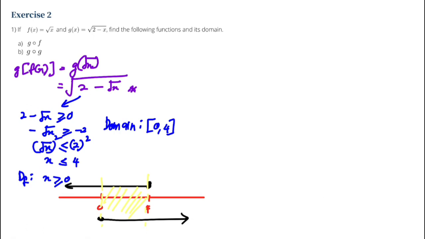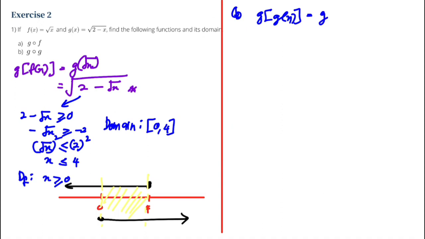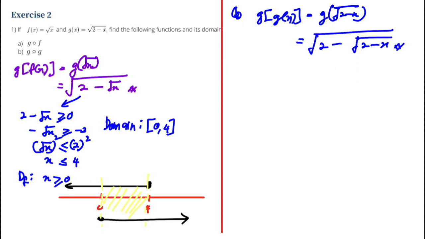Now let's look at part B. Find out g composite g and its domain. So for part B, we have g composite with g, which is equivalent to g of g(x). Our g(x) is square root of 2 minus x. And then the function of g gives us square root of 2 minus square root of 2 minus x. So this is the composite function. Then for our domain, first we have to determine the domain for the final expression.